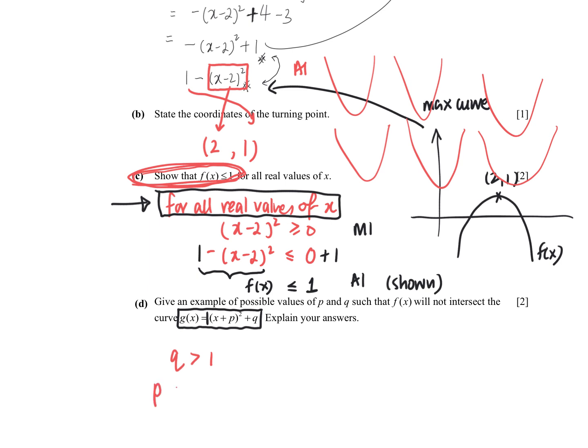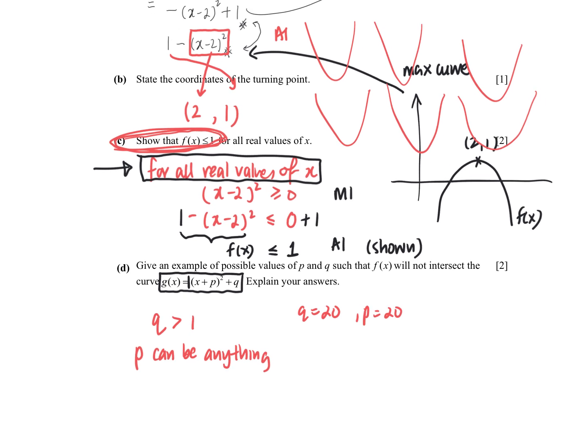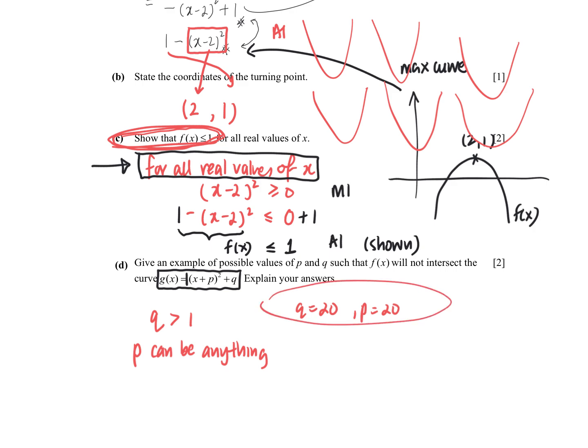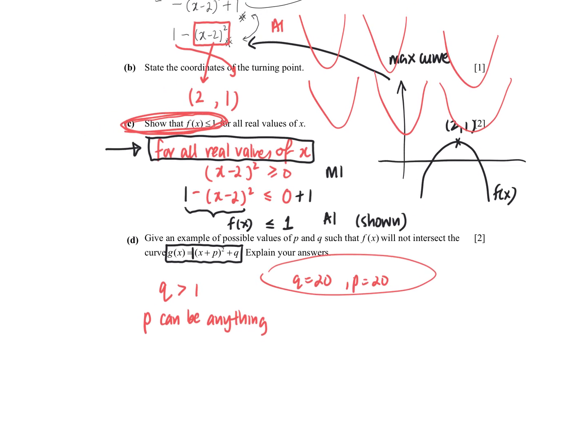So P can be anything. So some of you gave me Q20, P20. That's fine. Okay, as long as it is greater than 1, the other P value can be any value. Give me a possible value, don't give me a range. Okay, so this one has many possible answers. I will just tick according to what you have. Okay, then you must explain.